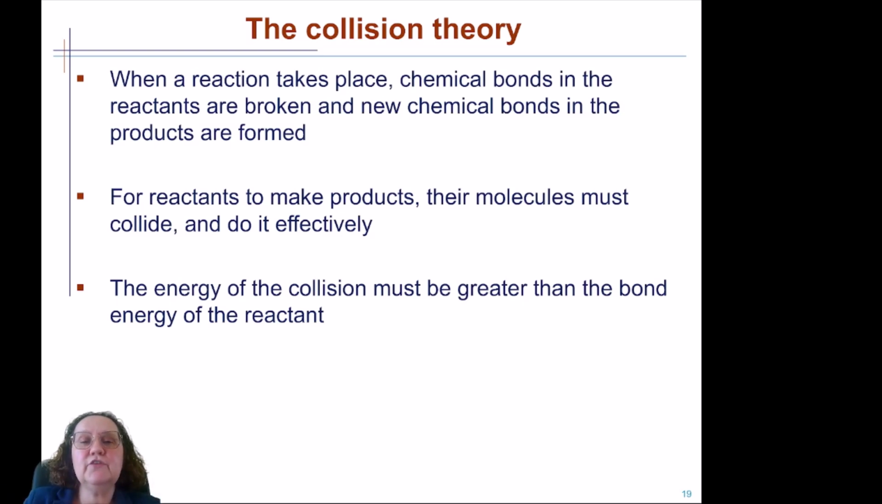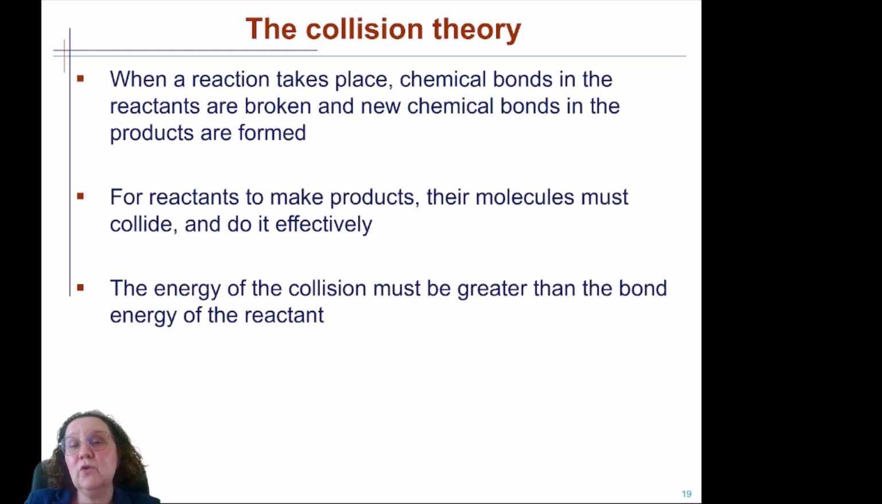So for the reactants to make products, their molecules must collide with each other, and they must do it effectively. The right atoms need to collide with each other, so the bonds that they have with their reagents are broken, and a new bond or bonds are formed. So the energy of the collision needs to be greater than the bond energy of the reagent. It needs to be worth it for those bonds to break and the new one to form.